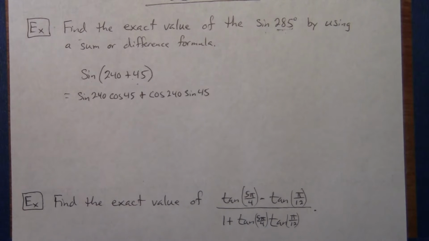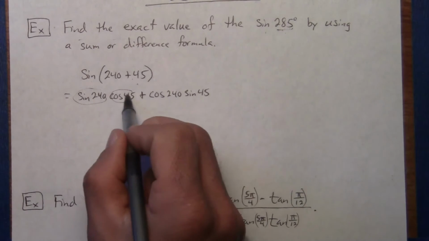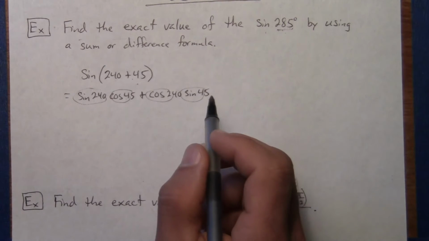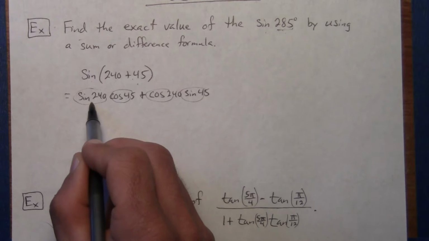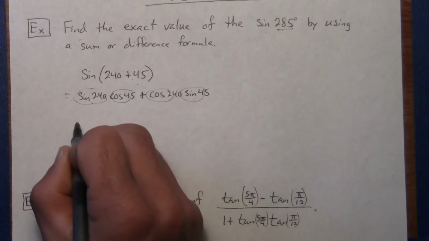Alright, now that I got it expanded out, I just need to simplify each one of these things separately. So be careful when you're doing it. Sine of 240, so think about what quadrant that's in. It's in the third quadrant, so I know the sine is negative. It's a reference angle of 60, so that means the y value must be negative square root of 3 over 2.